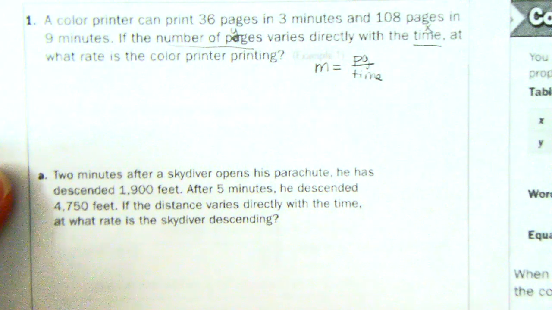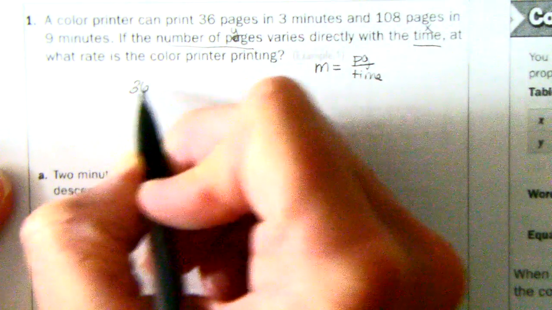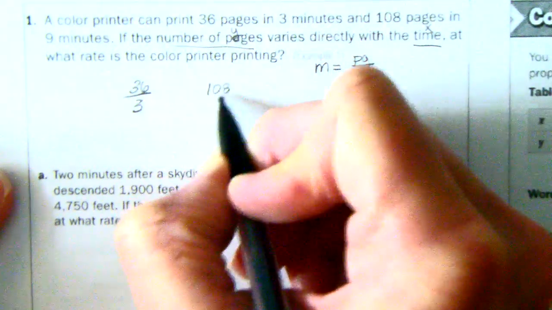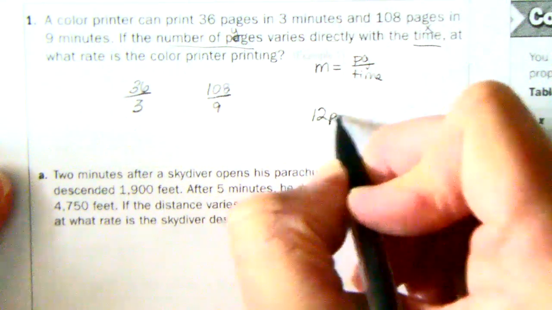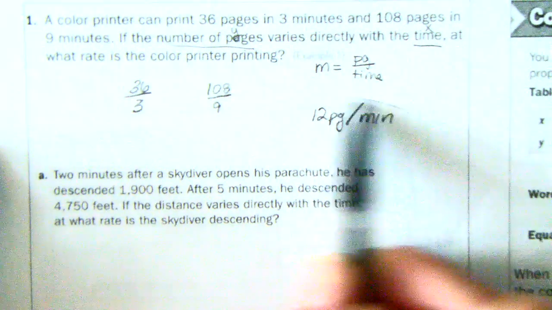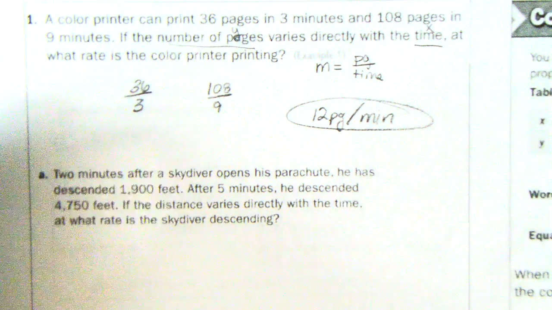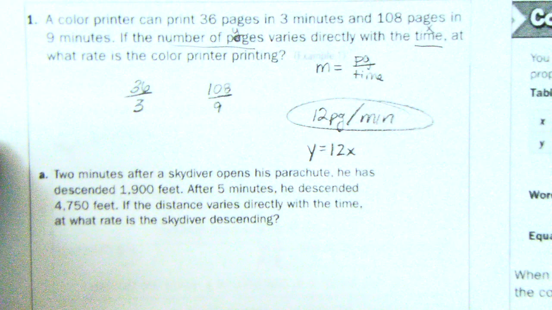And so they gave us 2 options. They said 36 pages in 3 minutes or 108 pages in 9 minutes. Either one you use, you will get the same answer. It is 12 pages per minute. And that is pretty zippy for a color printer. Okay, that's the rate. They didn't ask for it, but if we wrote an equation, it would look like this. Pretty simple, because 12 is our constant.